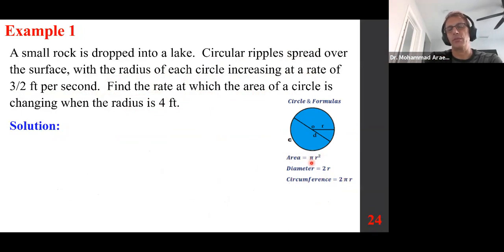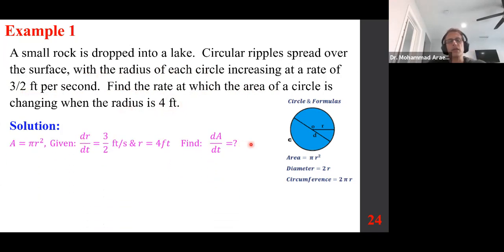We are interested in the area, but I'm giving you the information about this circle. So what is given is that the radius is increasing. So dr dt is given. So what are we looking for? dA dt. When? When r, or the radius, is 4 feet. So if you write this, again, practically you're done, because the rest should be easy.